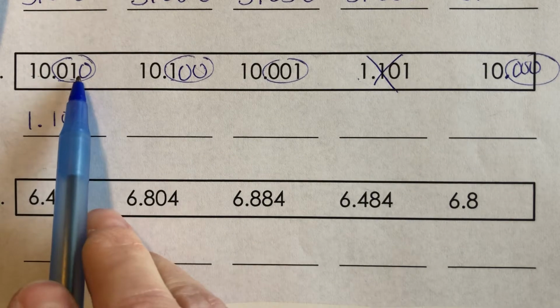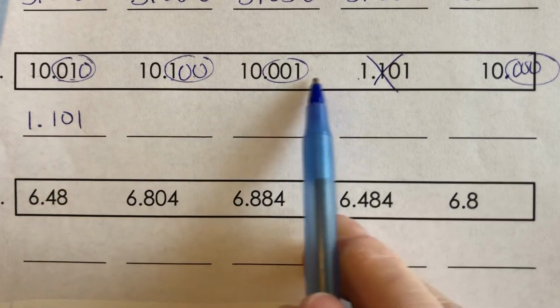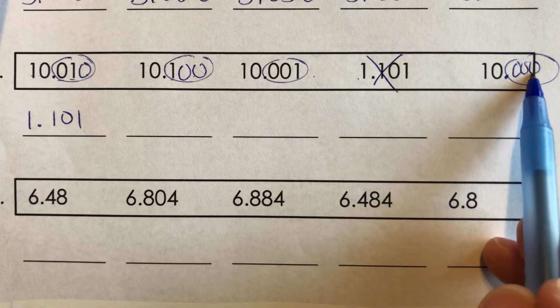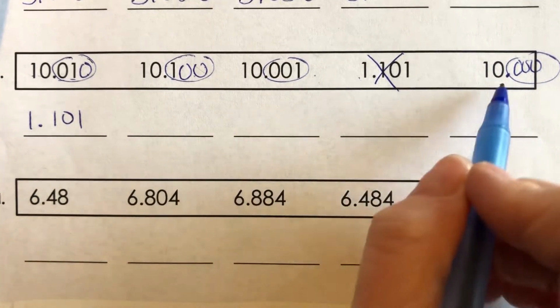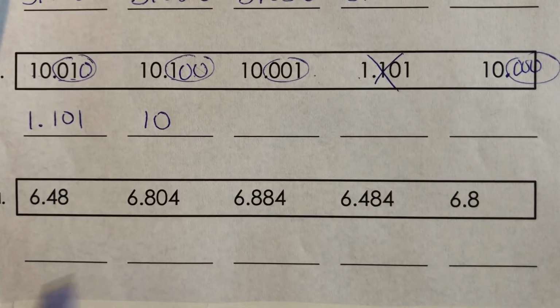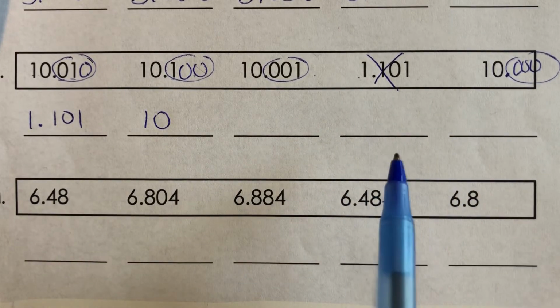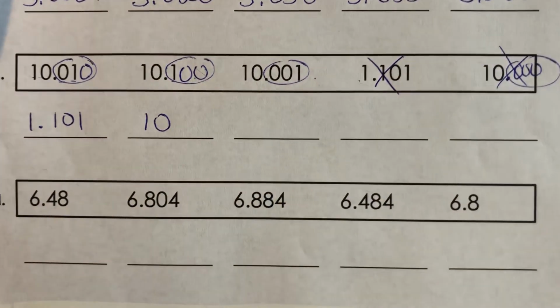So now we're comparing thousandths. 10, 100, 1, or 0. Yeah, that one, definitely. Now we can write it in its original form. I could just say 10. If you wrote 10.000, that would be okay, but you don't have to. You can write it how it was originally.